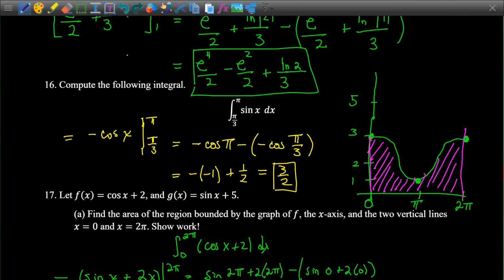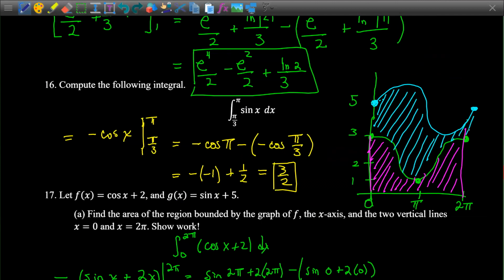And so at 0, we have the sine of 0 plus 5, so that's going to be 5. And this is just a quick sketch, so I don't really have to be all that accurate. But the point is, and sine also is 2 pi periodic. The point is that we are looking for the area that is between two curves, not going all the way down to the x-axis. So just that blue shaded area. So how can we do that?